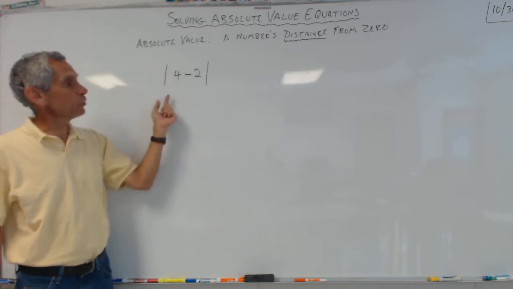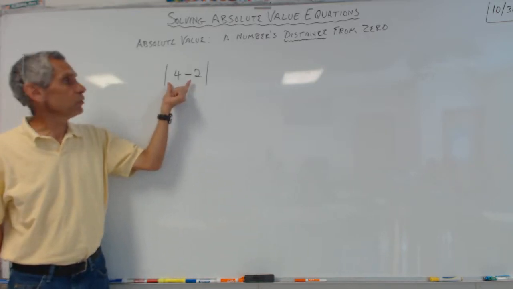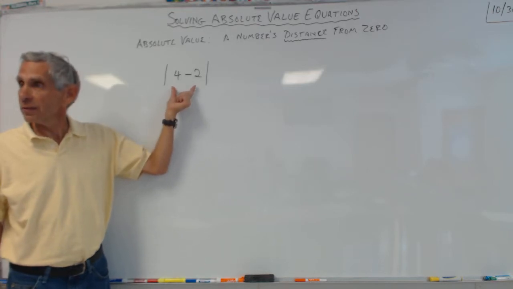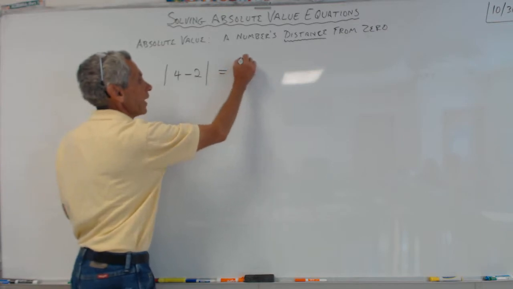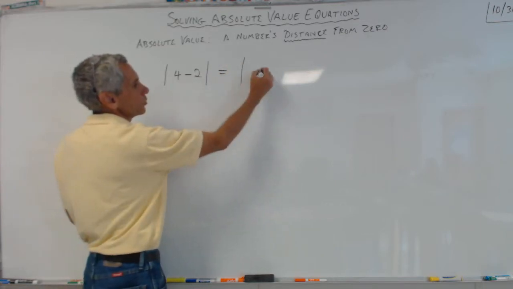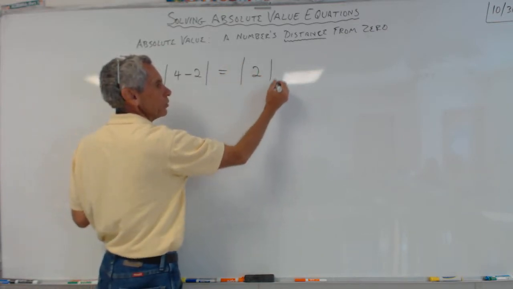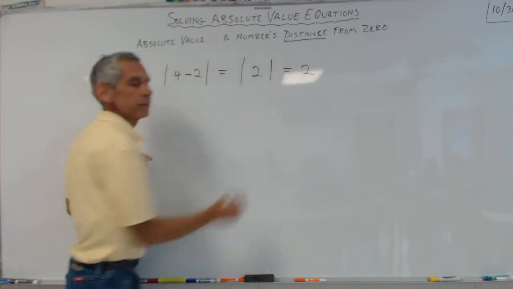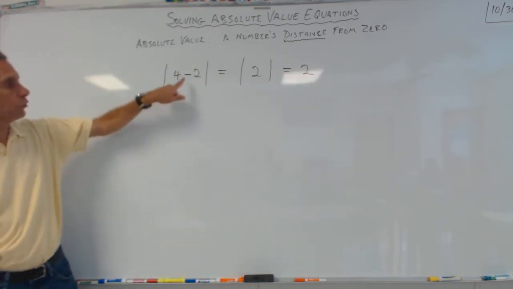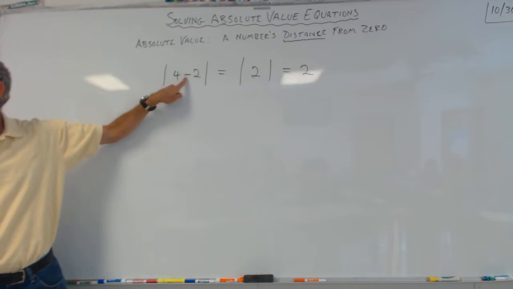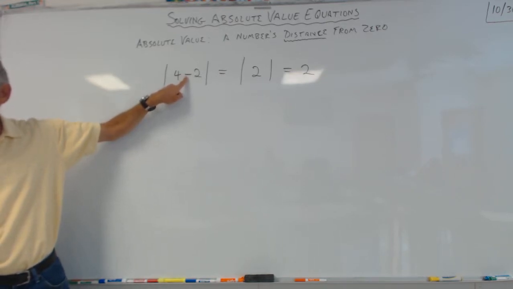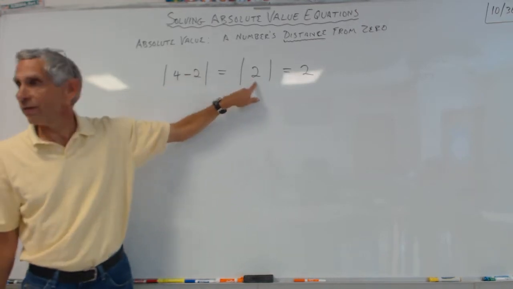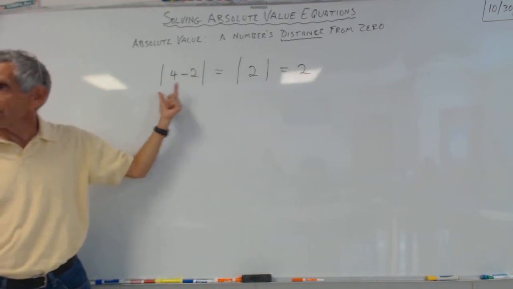And so the absolute value is the absolute value of the final sum or difference or whatever. So the absolute value of 4 minus 2 is the absolute value of 2, which is 2, right? Does it make sense? You don't change that sign to a positive. That always stays that sign until you have done whatever you can do inside, right?